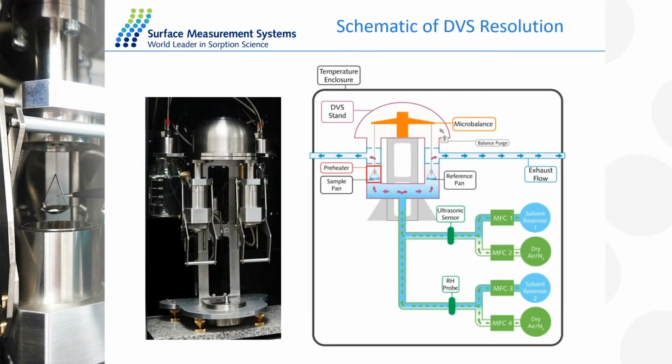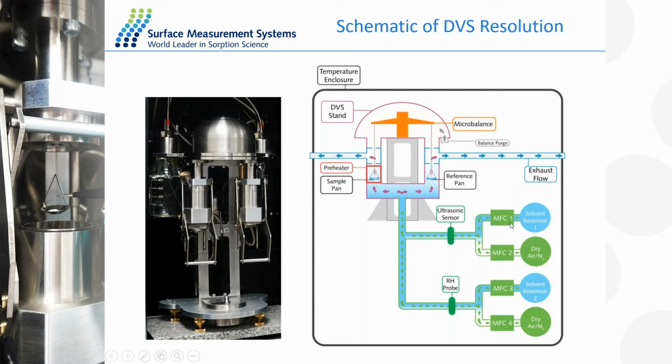Basically, it's a gravimetric method to measure the mass change of the sample at different concentrations of moisture or organic vapor. It has an ultra balance in the system with very high sensitivity, and the resolution of this balance is 0.1 microgram. The balance is connected to both the sample pan and the reference pan. The carrier gas for the system is nitrogen or compressed air, and there are two reservoirs in the system, one for organic vapor and one for water vapor.